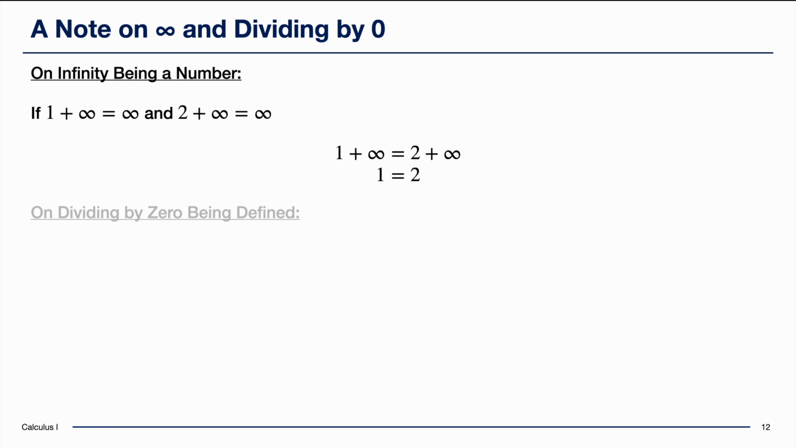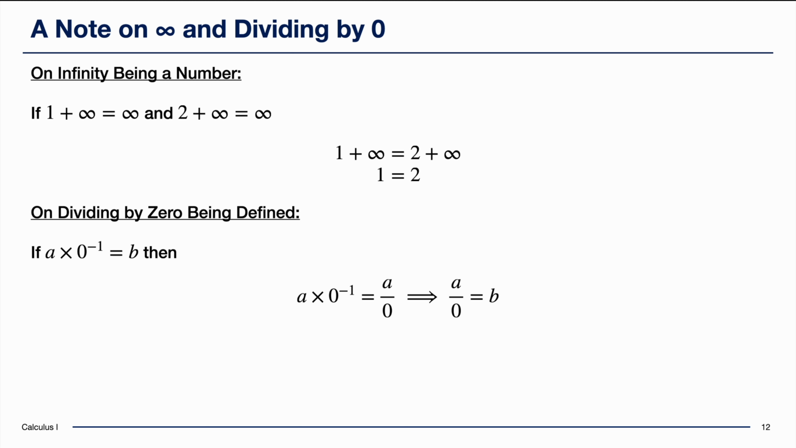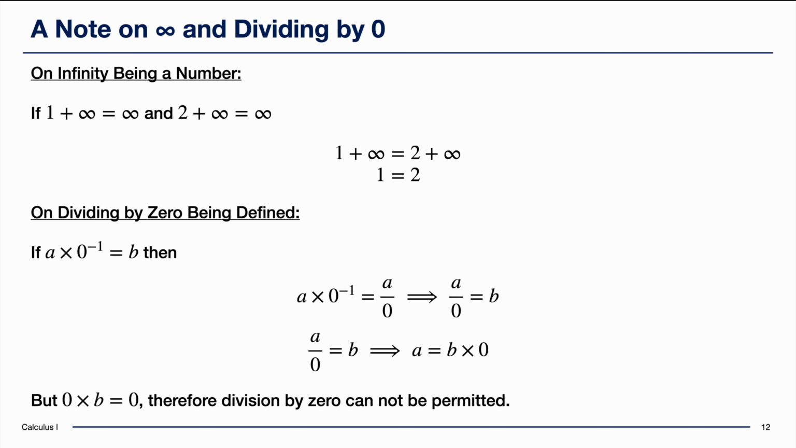Now what about dividing by 0? Well, suppose the following. a times the multiplicative inverse of 0 is equal to b. In essence, a divided by 0 is equal to b. Well, if this is true, then we can multiply both sides by 0 and get a is equal to b times 0. However, b times 0 is equal to 0. So therefore, division by 0 cannot be permitted because it will lead to a contradiction.